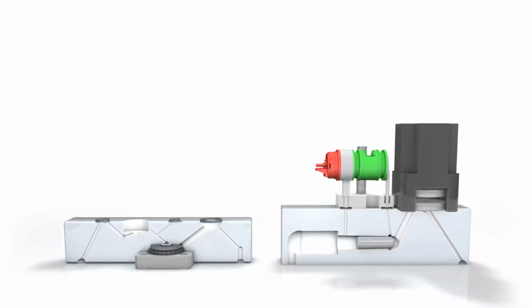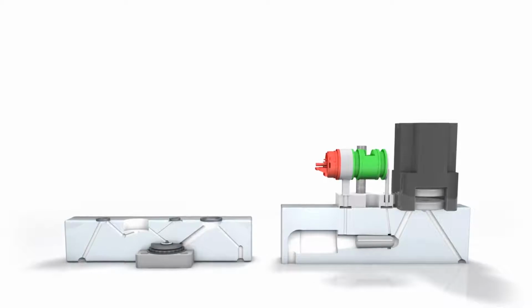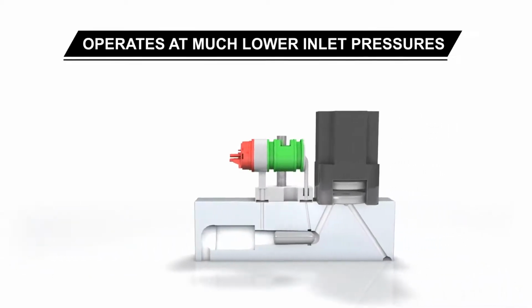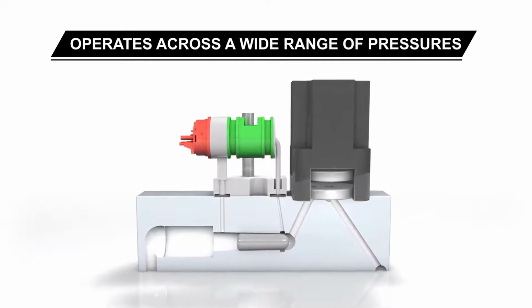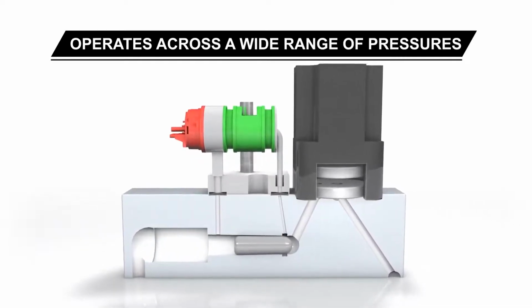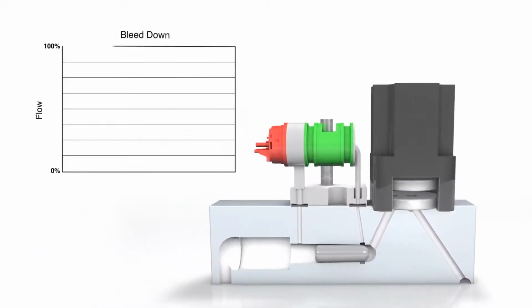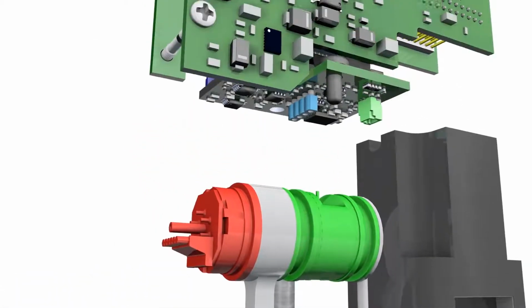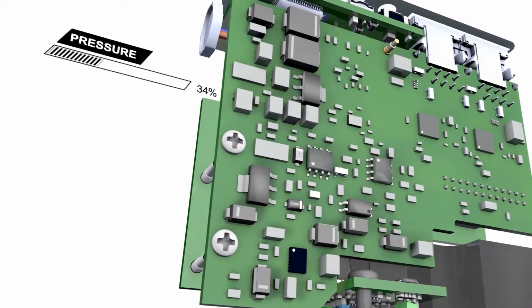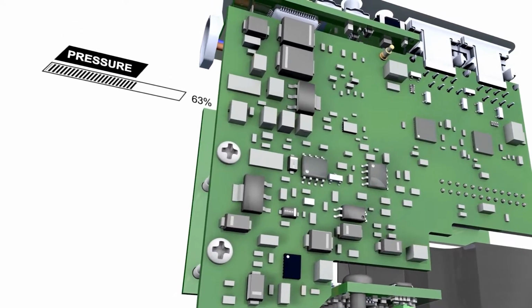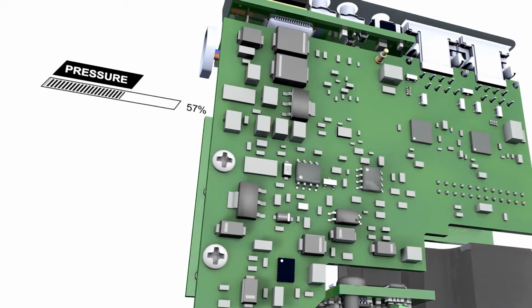Combined with the downstream valve architecture, this enables the GP200 to operate at much lower inlet pressures and across a wider range than other pressure-based MFCs. The downstream valve also removes the bleed-down effect and ensures the device is insensitive to dynamic outlet conditions. The integrated electronics in the GP200 process the data that is received from the differential pressure sensor and compare it to the given set point.